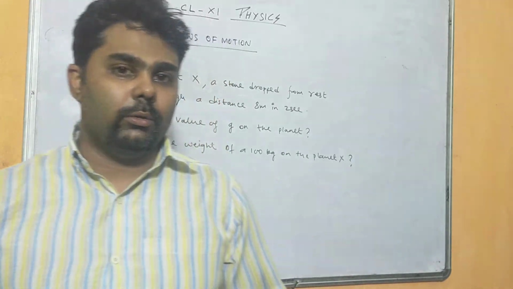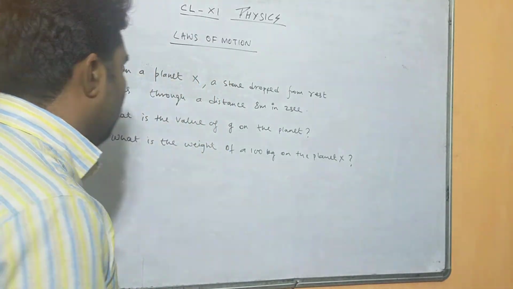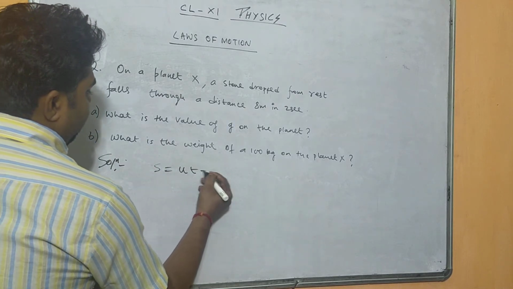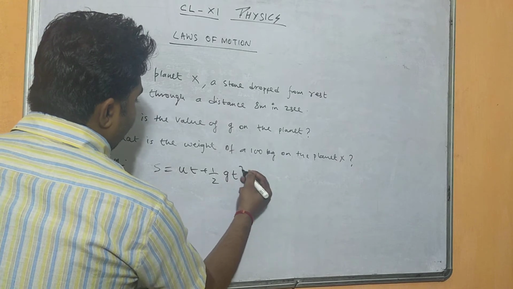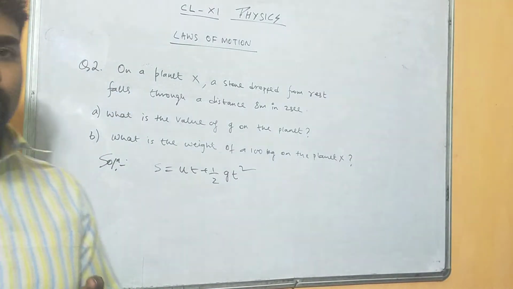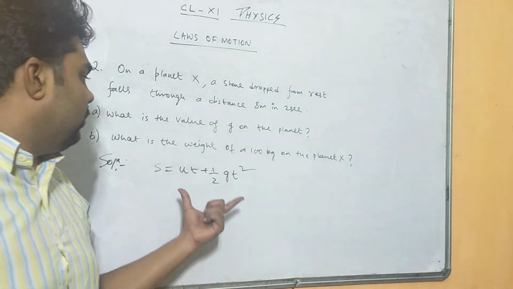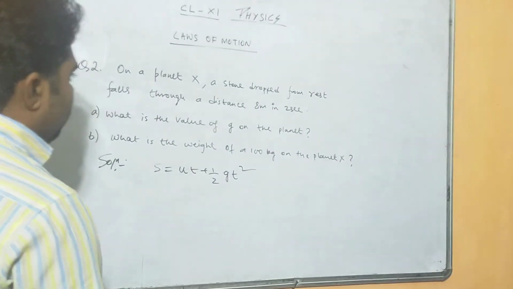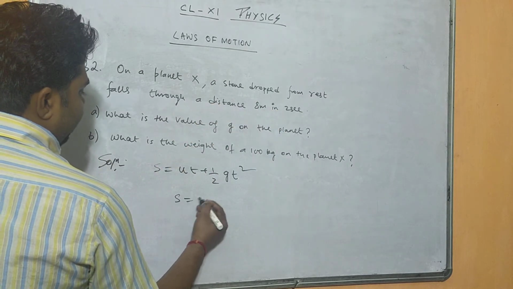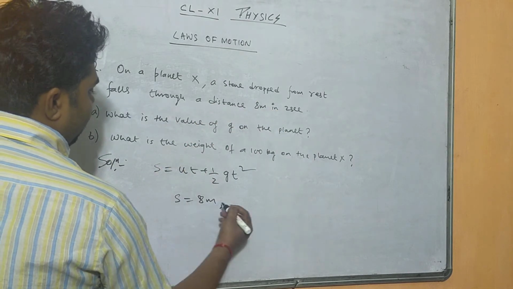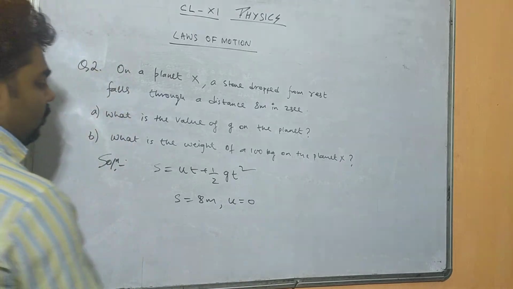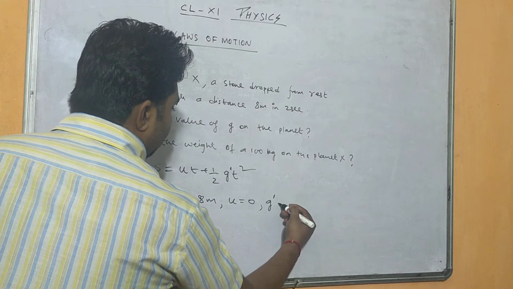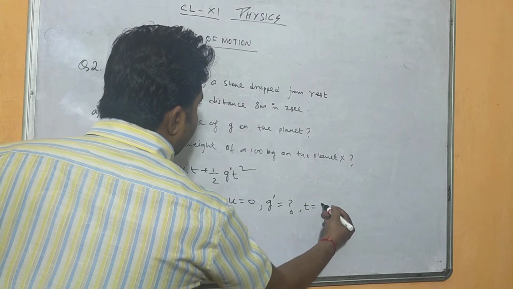So we need to calculate the acceleration due to gravity. Okay, so we know s equals ut plus half gt square, right? When an object is being dropped from a certain height, we use this formula, ut plus half gt square, where s you can say is the height. Now here in this question, distance covered, that means s, is given as 8 meter. u is 0 because the object was at rest, and g dash we need to find here, and time is given here 2 seconds.